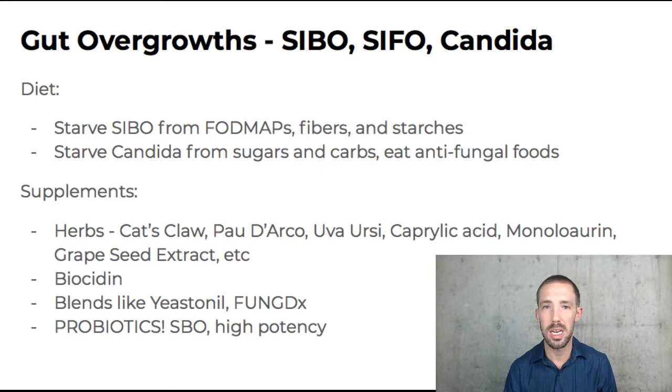Then we use different blends, like Yeast Anil, which is a product from Apex Energetics. Fung DX is a product from Systemic Formulas. We use different blends because a lot of these companies have studied all the different herbs and oils and vitamins and things that are good for this, and they put it into a synergistic blend. Then also probiotics.